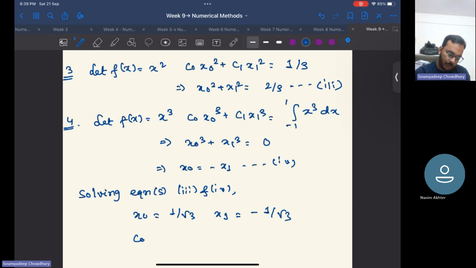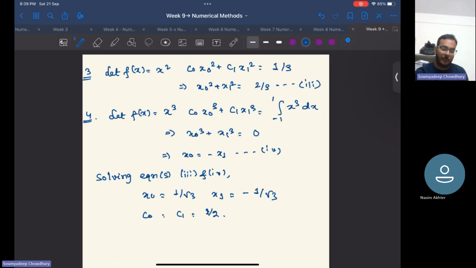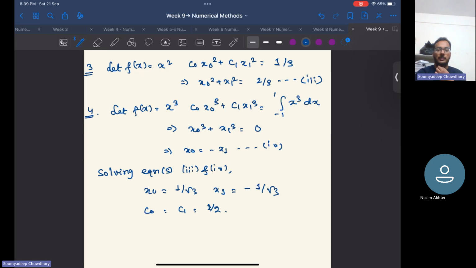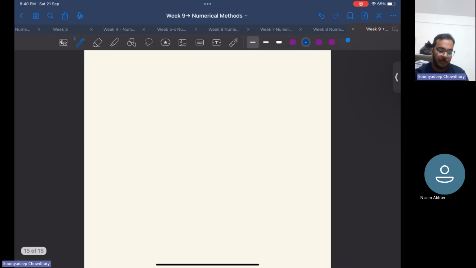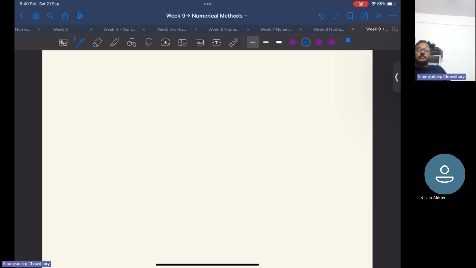So c0 equal to c1 equal to half, and x0 and x1 are 1 by root 3 and minus 1 by root 3. So using this, now we can find any integrals. And one more thing we have to do here, all our integration, whatever c0, x0, c1, x1 we have got, all are for the integral limits minus 1 to 1. So you have to change your integral limits in your actual answer if it is not minus 1 to 1. So how will we do that? Up till this, is it clear? Yes, clear. Okay. So now we will look into the change of variables.